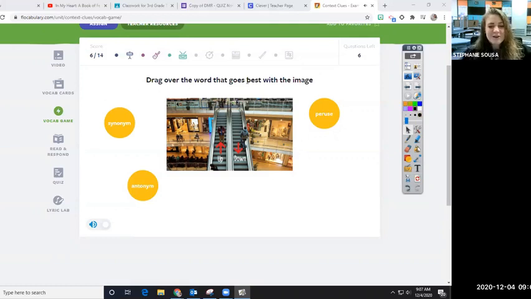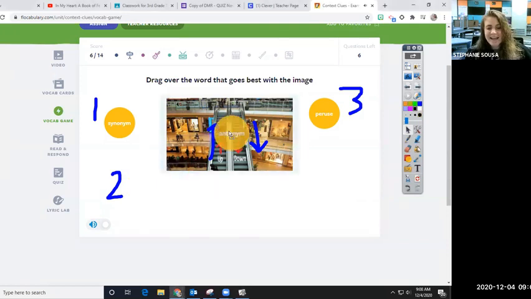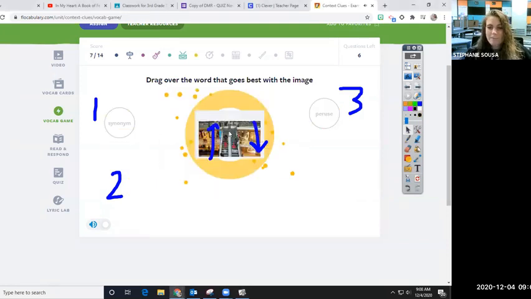Drag over the word that goes best with the image. This image shows people going up. It shows people going down. Is this a synonym, an antonym, or a peruse? Up and down. Are those synonyms, antonyms, or peruse? Good. Those are antonyms. Antonym, opposite.